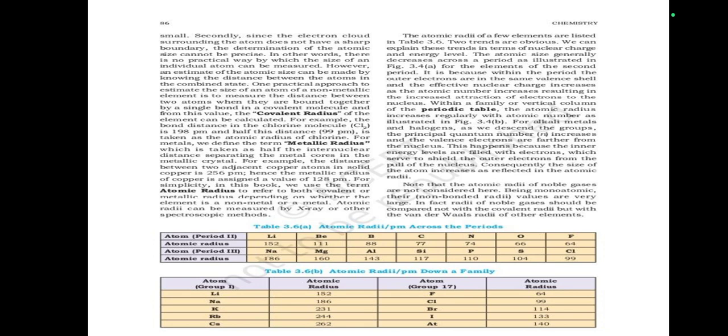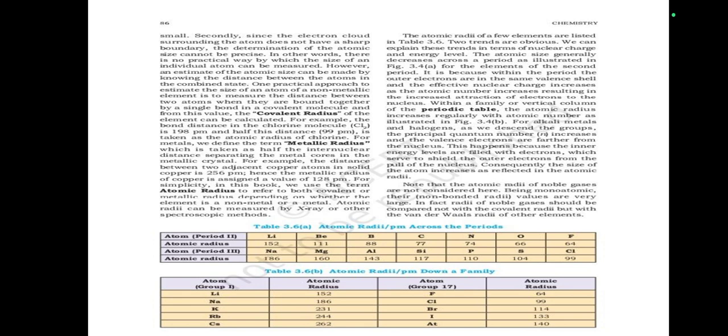However, an estimate of the atomic size can be made by knowing the distance between the atoms in the combined state. The one practical approach to estimate the size of an atom of a non-metallic element is to measure the distance between two atoms when they are bound together by a single bond in a covalent molecule, and from this value the covalent radius of the element can be calculated. For example, the bond distance in the chlorine molecule Cl2 is 198 pm, and half this distance is 99 pm. This is taken as the atomic radius of chlorine.